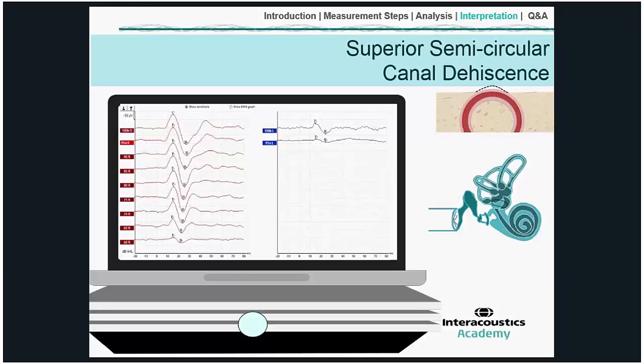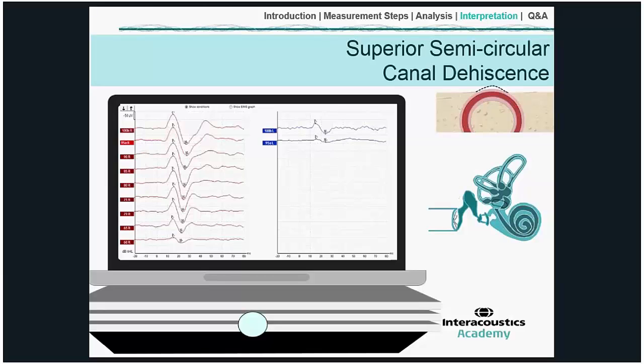And what you can see here is an example where we can track the amplitude of the VEMP all the way down. On the left hand side, this is an ear which doesn't have superior semicircular canal dehiscence, and we see an amplitude at 100 dB, and then at 95 dB the amplitude almost vanishes. So we can say that this is very typical of a normal person's VEMP response.